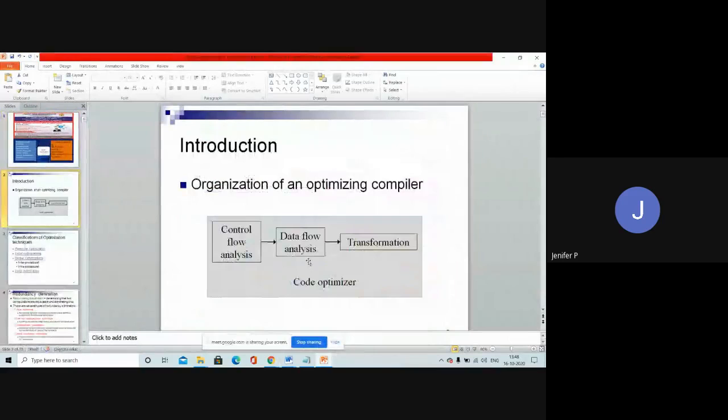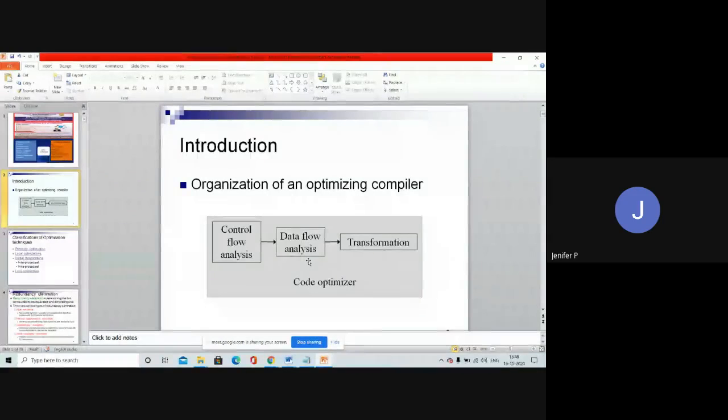Okay, let us start with the recap of the phases you have already studied in the compiler. Then we move on to code optimization. The process of a compiler is converting from one language to another language, that is, high level to low level language. This conversion can be done in various phases, which you have seen in compiler design.